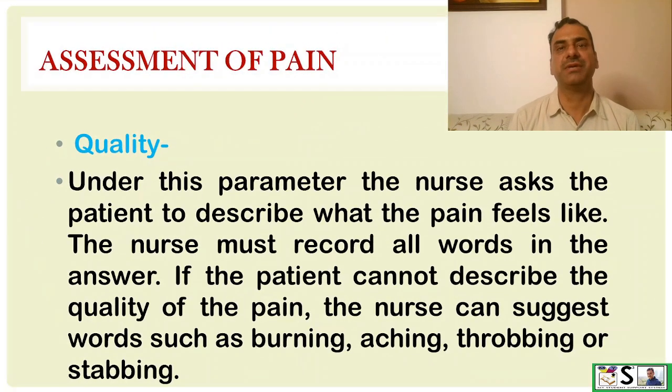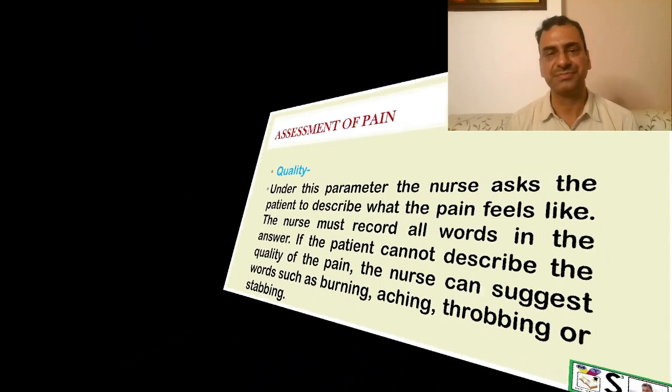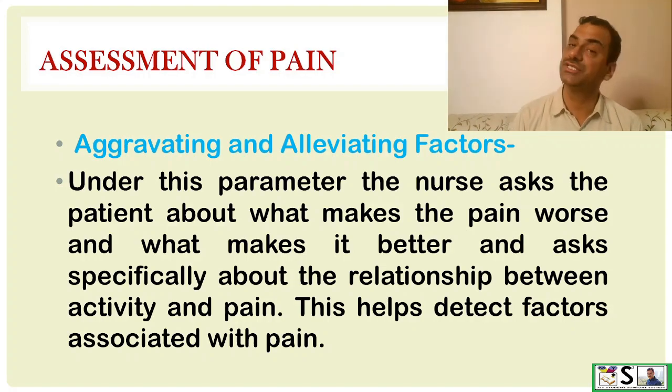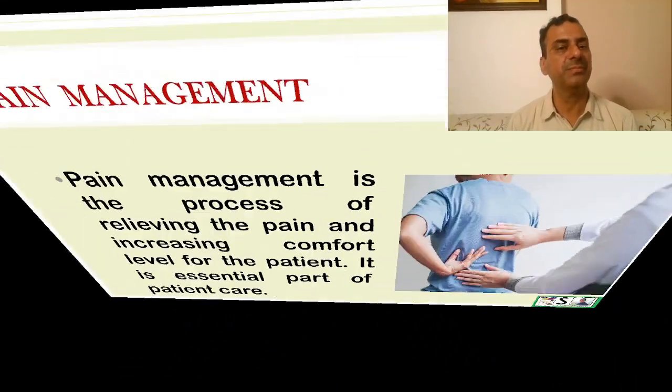Quality. Under this parameter, the nurse asks the patient to describe what the pain feels like. The nurse must record all the words said by the patient in the answer. If the patient cannot describe the quality of pain, then the nurse can suggest words like burning, aching, throbbing, or stabbing. Aggravating or alleviating factors. Under this parameter, the nurse asks the patient what makes the pain worse and what makes it better, and asks specifically about the relationship between activity and pain. This helps to detect factors associated with the pain.